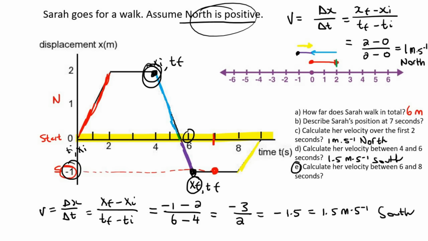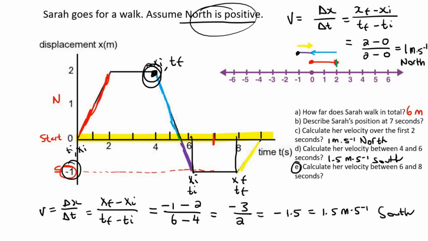And then this last one, calculate her velocity between 6 and 8 seconds. Okay, so between 6 and 8 seconds, we did say that she's not moving, so her velocity should be 0, but let's go calculate it. So at 6 seconds, oh, that line's actually a little bit weird, but we'll just assume that it's there. Let's first start at the 8 seconds. That's going to be your final, and that will be your initial. That'll be your final time and your initial time.